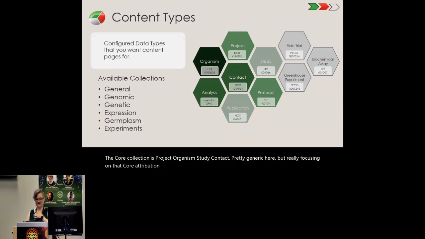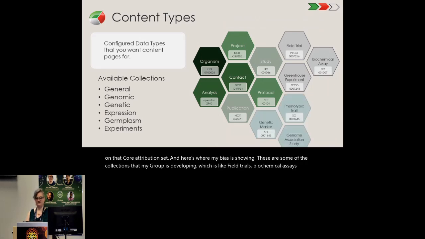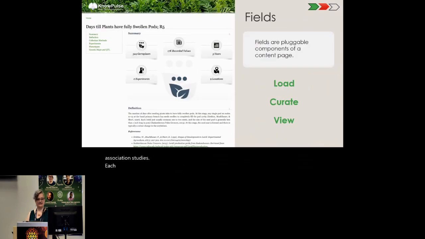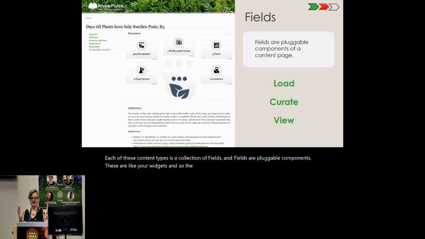And here's where my bias is showing. These are some of the collections that my group is developing: field trials, biochemical assays, greenhouse experiments, phenotypic traits, genetic markers, genome association studies. Each of these content types is a collection of fields, and fields are pluggable components. These are like your widgets. The idea here is that each concrete type of data or relationship that you're trying to pull through would be its own field, and that field can be attached to many different content types. It knows where it's allowed to be discovered.